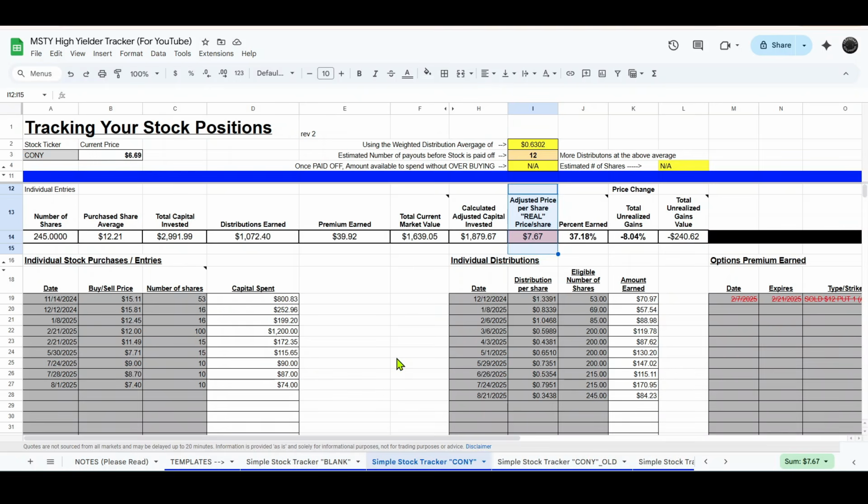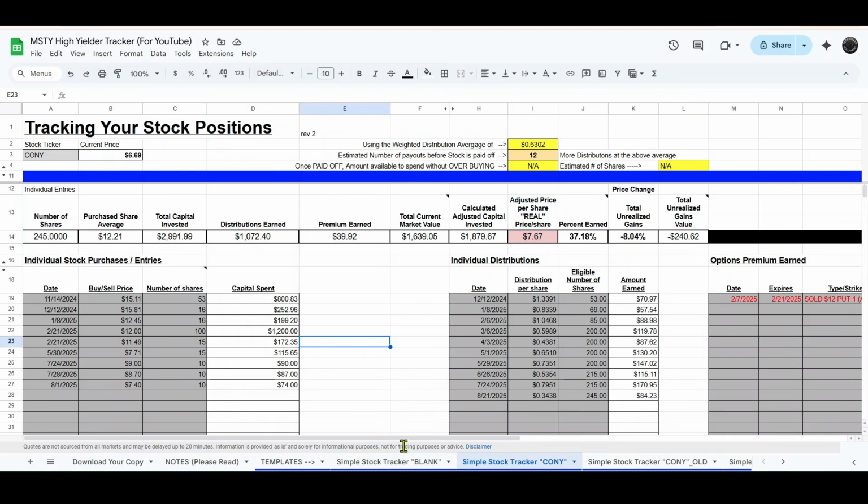So now let's just go ahead, and I wanted to create a new one for ULTY because I did not have one for ULTY because I just recently purchased it. But we'll be able to enter in my purchases, and since it did go ex-dividend today as well, I can enter in that first distribution. So let's just go ahead and quickly plug all those numbers in, and let's see where I'm currently at for my first week of ULTY.